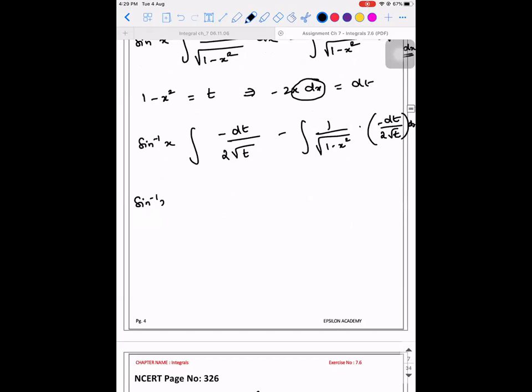So sine inverse x into what? Minus 1 by 2 root t. So the integral of 1 by 2 root t is root t. So minus is there, it will be root t, minus integral of 1 by root of 1 minus x square. This minus sign, I'm bringing it outside, so it becomes plus into, what will happen? This is again root t dx. I hope this is clear.